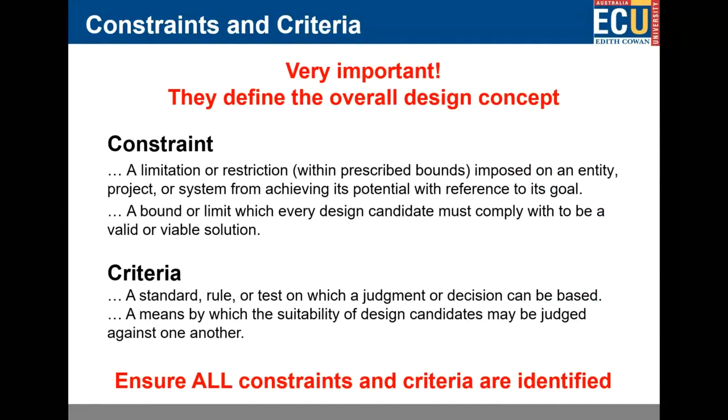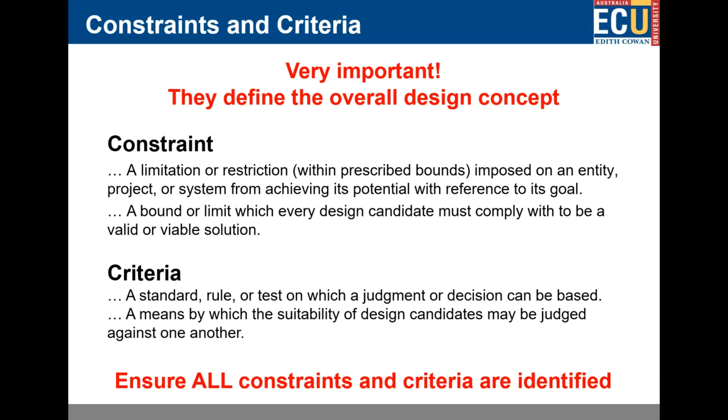Now, constraints and criteria, I find these invaluable in guiding design decision-making processes. If we look at constraints, these are a limitation or restriction with prescribed bounds imposed on an entity, project or system for achieving its potential with reference to a goal. That's a dictionary definition, but if we look at it applied to design, it's really a bound or limit which every design candidate, so all your different concepts, must comply with to be a valid or viable solution.